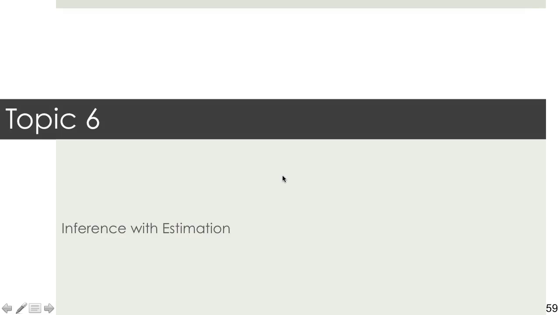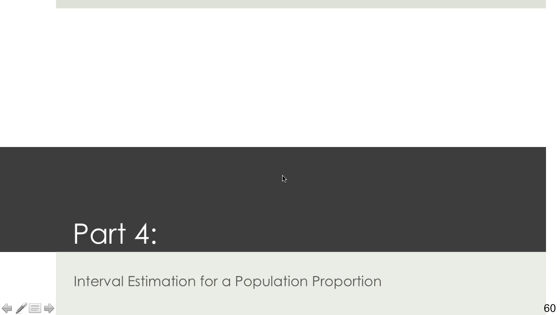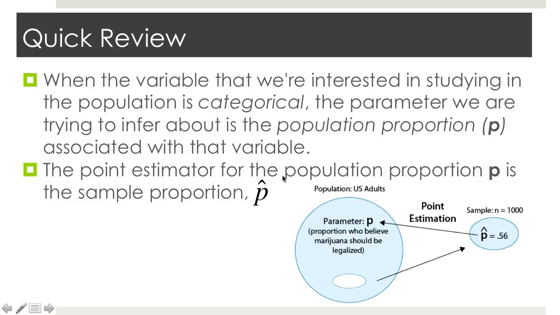Hello and welcome to this next video on topic 6 on inference and estimation. Here in part 4 we're going to be looking at interval estimation for a population proportion. In the previous two videos we looked at interval estimation for population means in two conditions: when the standard deviation of the population was known and when it was not known. So here we're looking at a different kind of variable, the categorical variable.